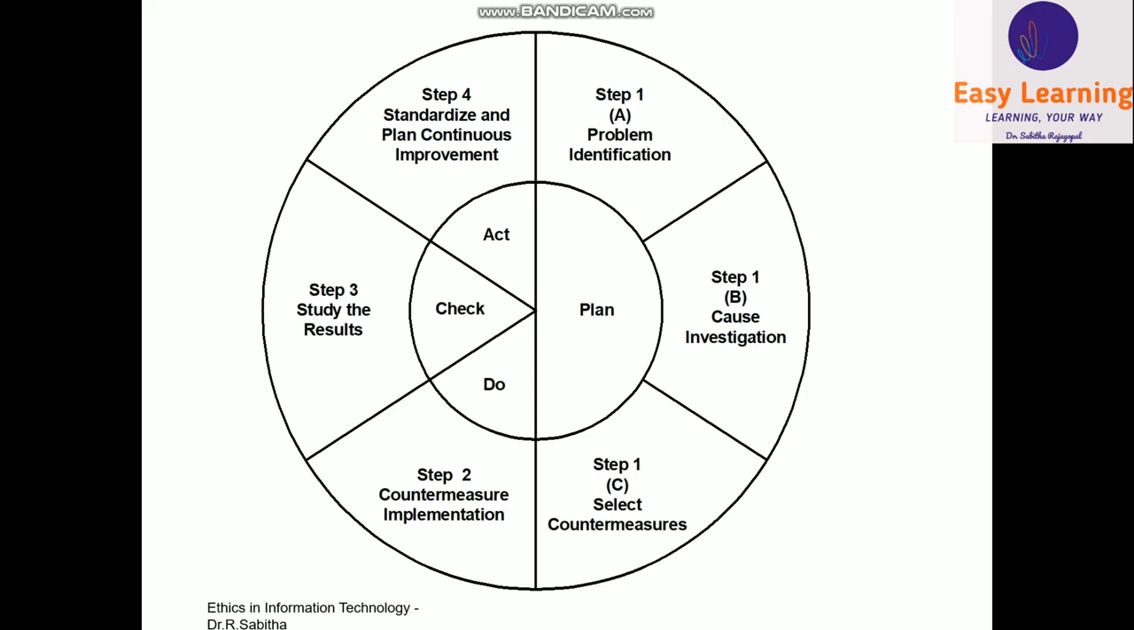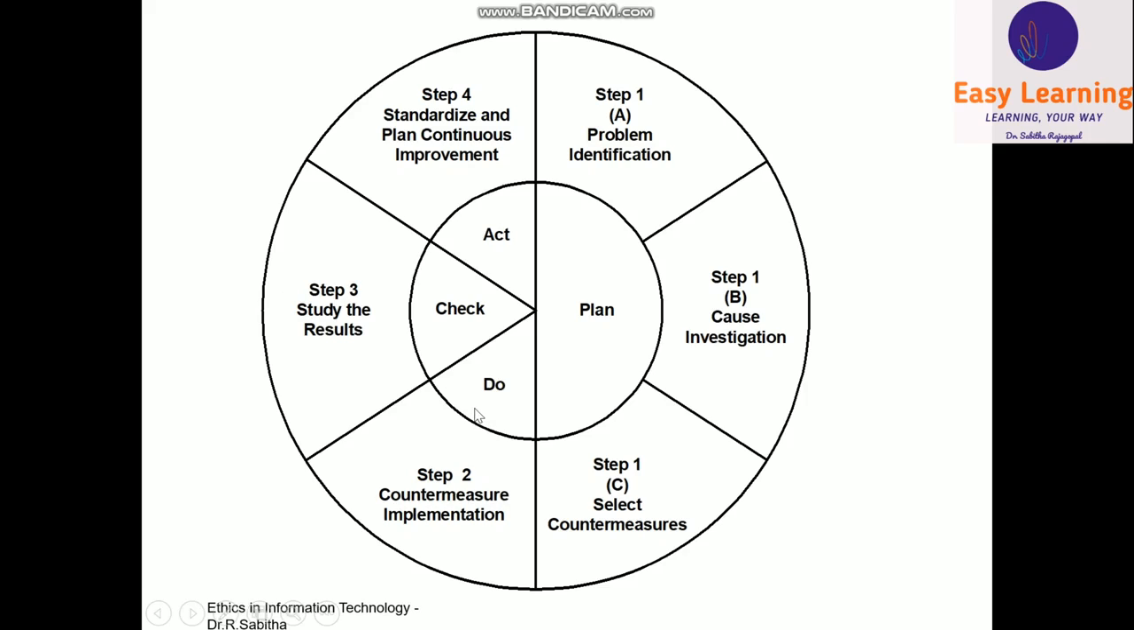Then the third part of your plan will be to select countermeasures. It is nothing but we are going to identify measures which will help in solving the problem. So a perfect plan of how the problem could be minimized is analyzed and planned in this plan phase. Next comes the do phase.